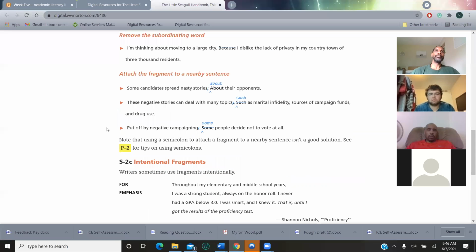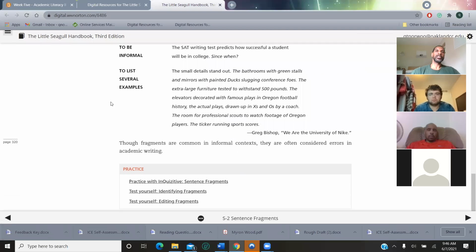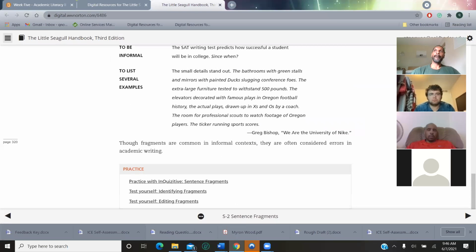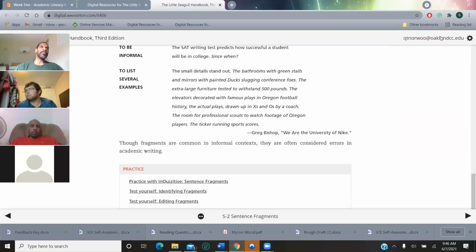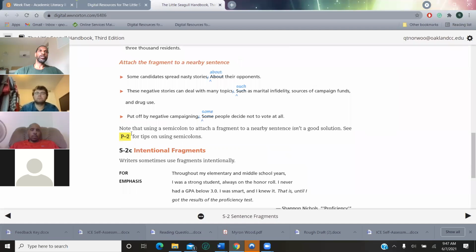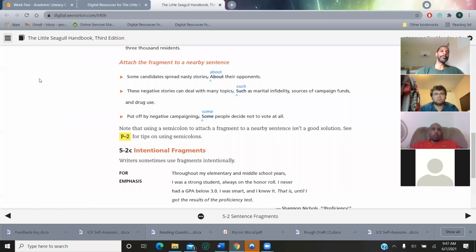We'll come back to intentional fragments. Sometimes you can have an intentional fragment, but for us right now, we want to just do it by the book so far, so to speak.